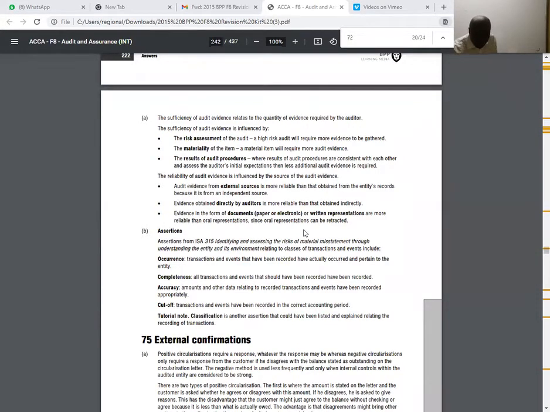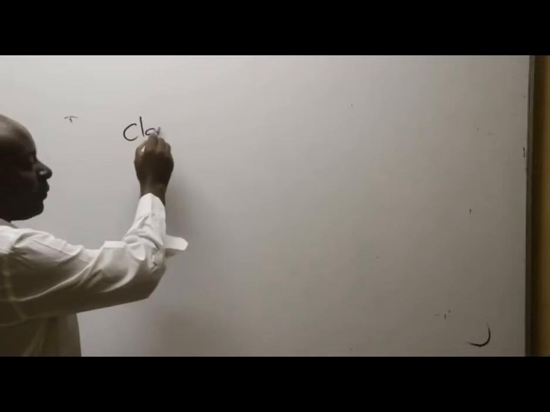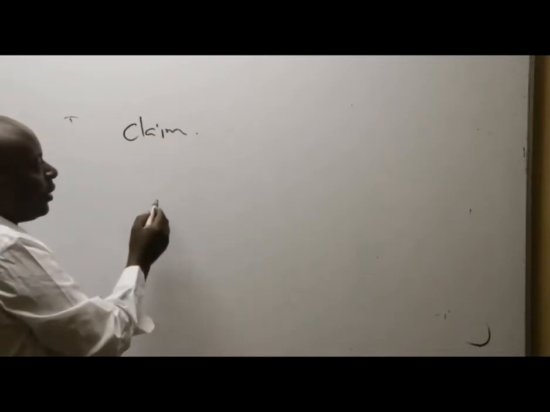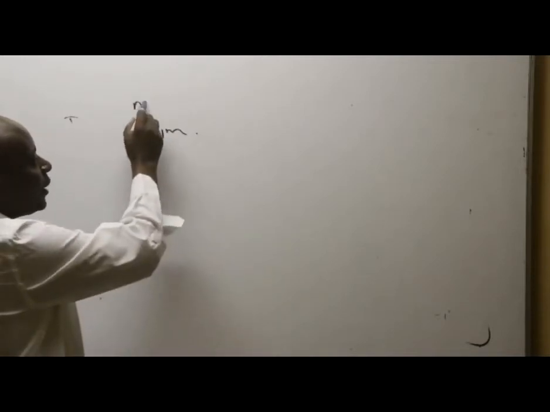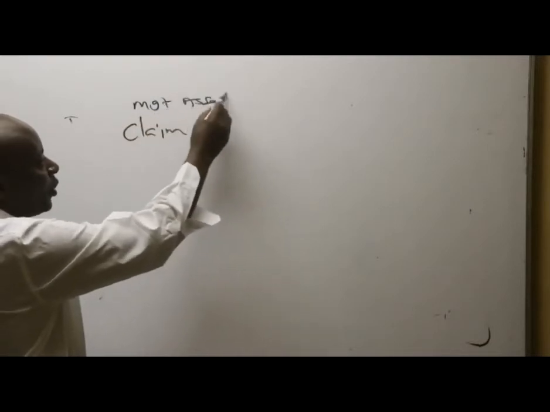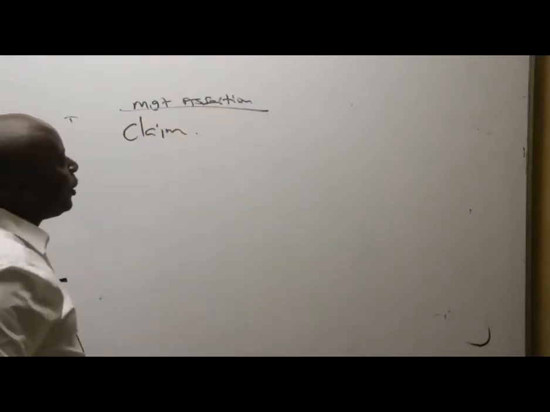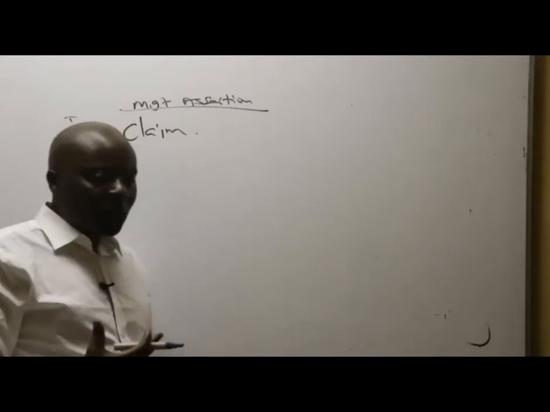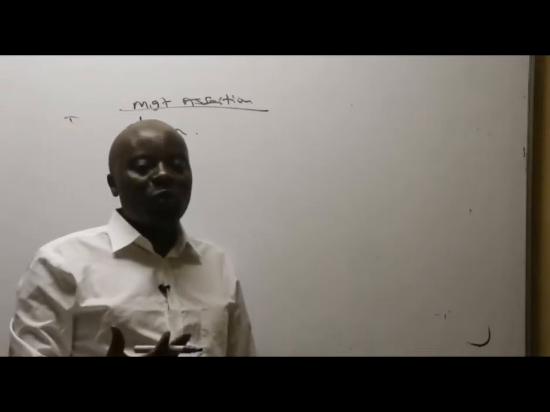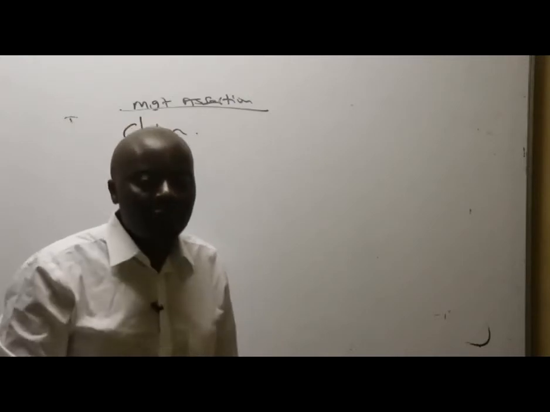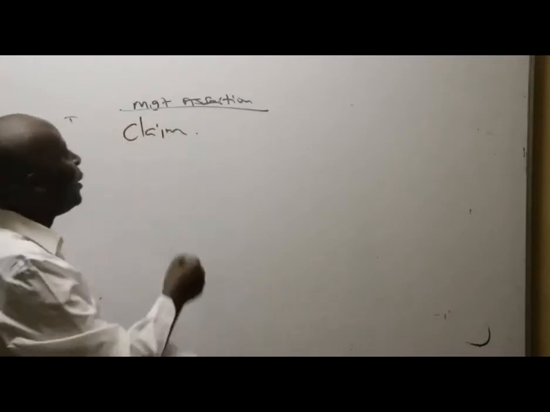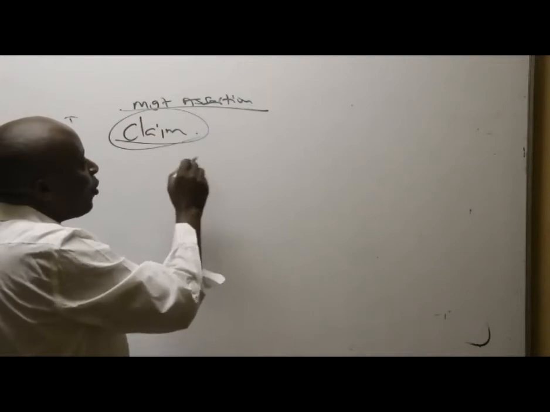Assertions. Remember, ladies and gentlemen, an assertion is a claim. It's called a management assertion. So when these managers give us financial statements, they are always making what we call the 9 or the 10 claims.